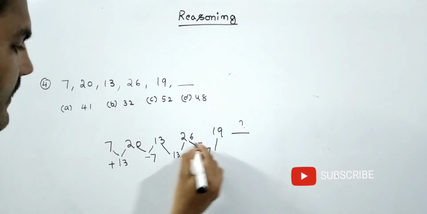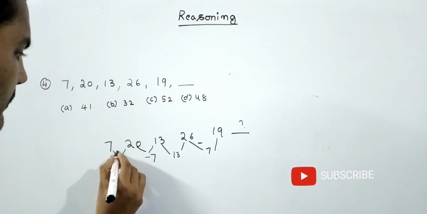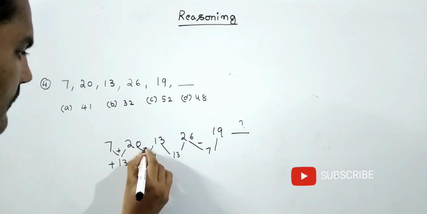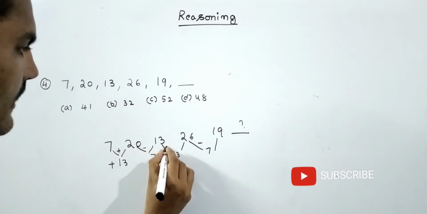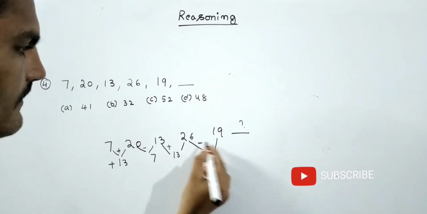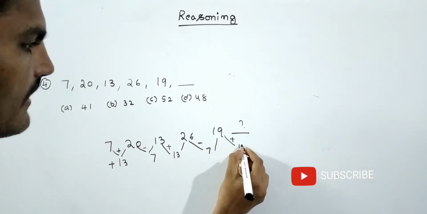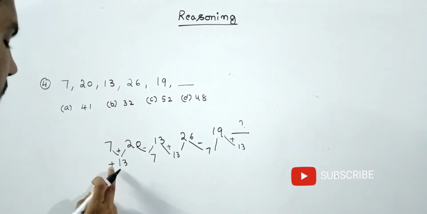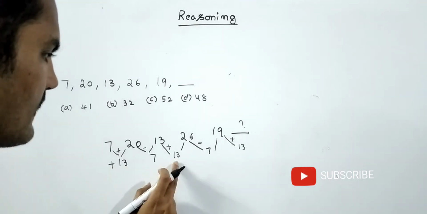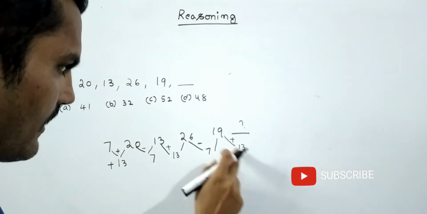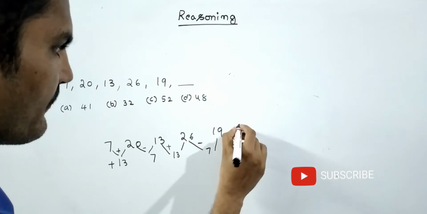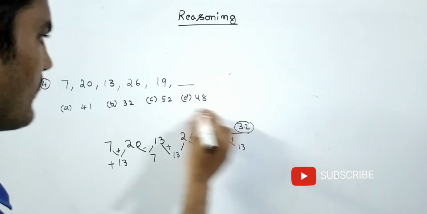Again the difference is 7, that means minus 7. See friends, here plus 13, here minus 7, again plus 13, minus 7. That means here plus 13. 19 plus 13, how much? 32. So the answer is 32.